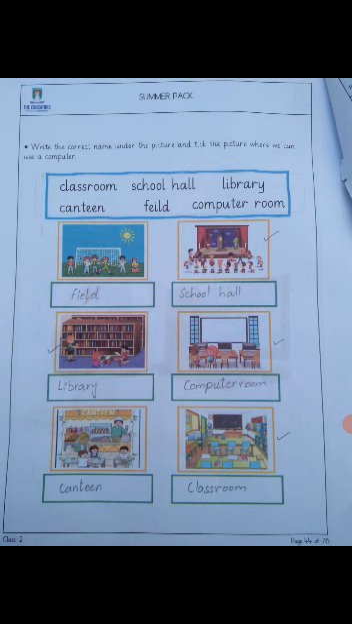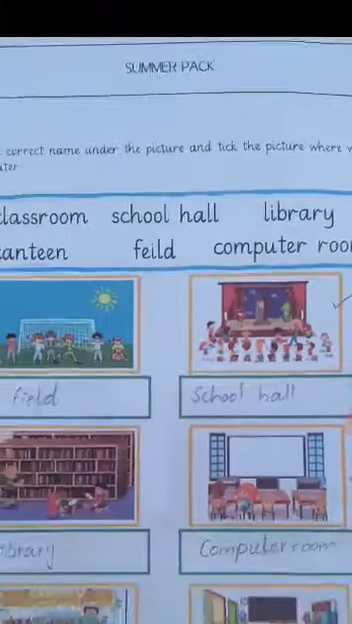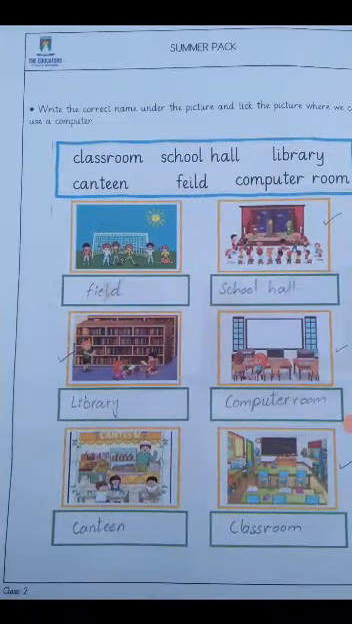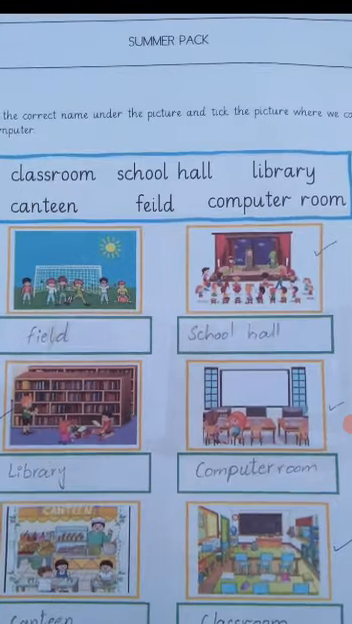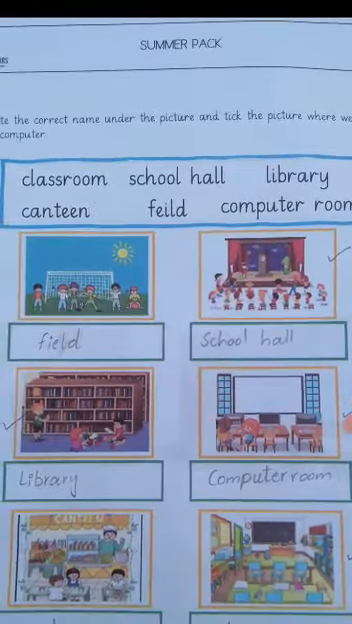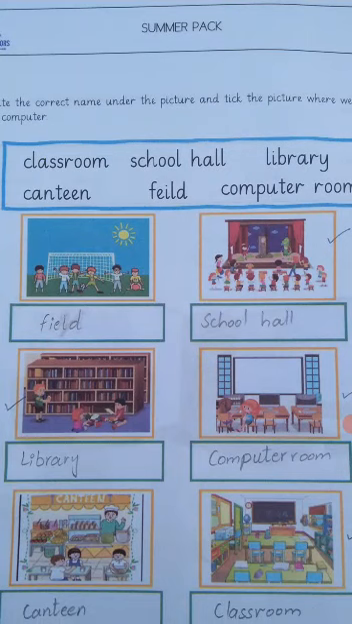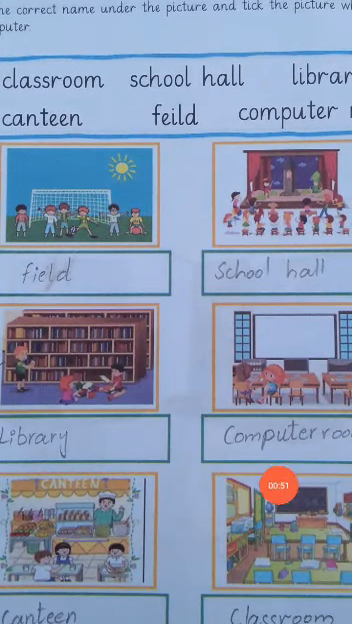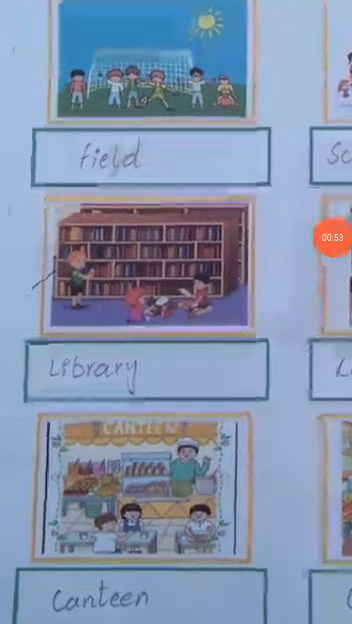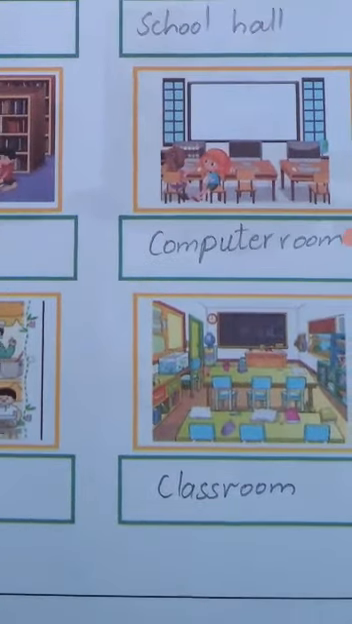Here our activity is about writing the correct name under the picture and ticking the picture where we can use a computer. There are some names given in this box: classroom, school hall, library, canteen, field, and computer room. So we will write here the correct name under the picture. First is field, second is school hall, and third is library, and fourth is computer room, and fifth is canteen, and last is classroom.